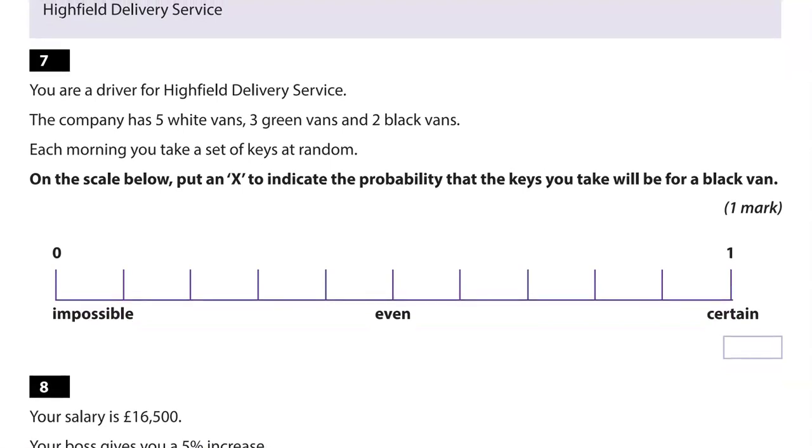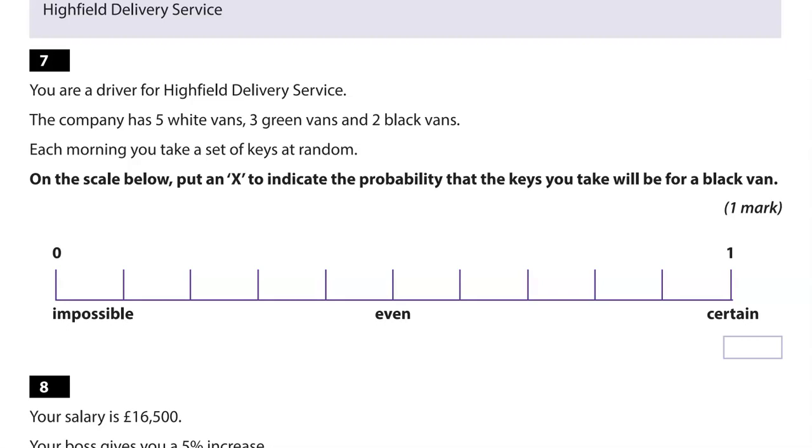Highfield Delivery Service. You're a driver for Highfield Delivery Service. The company has 5 white vans, 3 green vans and 2 black vans. Each morning you take a set of keys at random. On the scale below, put an X to indicate the probability that the keys you take will be for a black van.